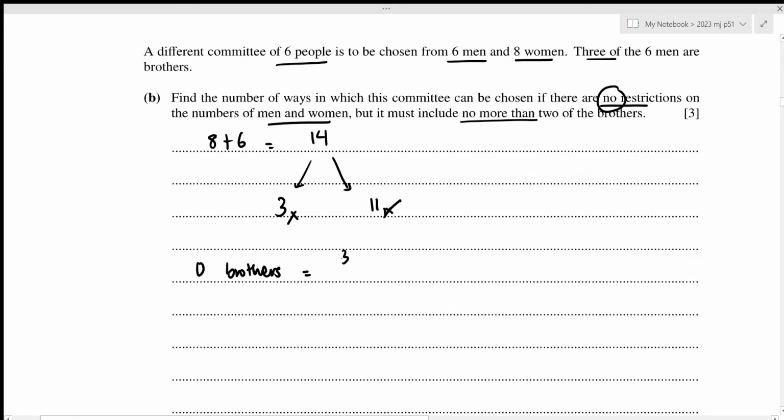So that is just going to be 3C0 multiplied by 11C6. The next scenario is 1 brother. In this case, we will choose one brother from 3 brothers, and from the remaining 11 people, we will choose 5 different members.